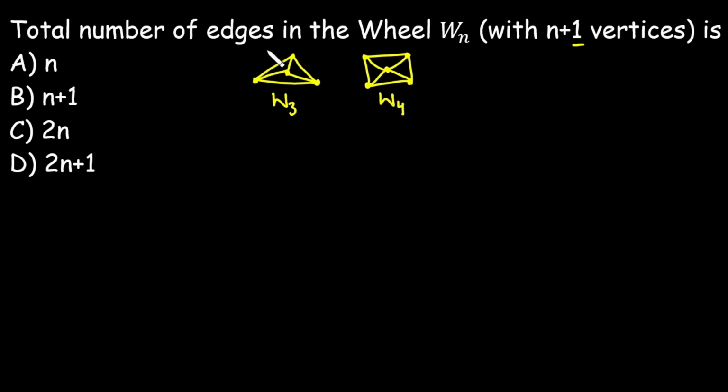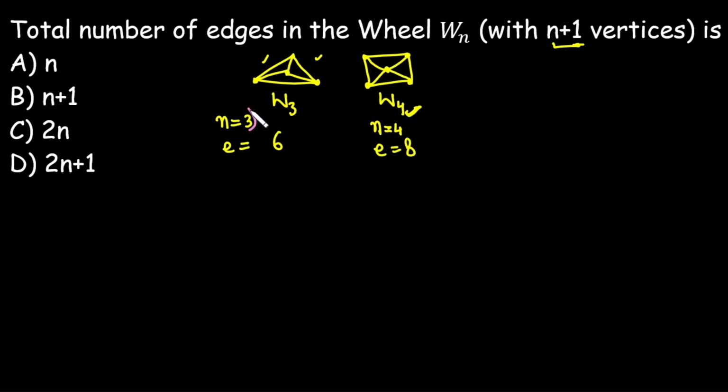As per this, we need to calculate the number of edges. Number of edges in this graph: 1, 2, 3 and 3 inside. So total edges are 6. When we have n equal to 3, the edge count is 6. For this case, here we have n equal to 4. Here n does not represent the vertices, as the vertex count is n plus 1. So when we have n as 4, in this case, what are the edges? 1, 2, 3, 4 and 4 inside, that is equal to 8.